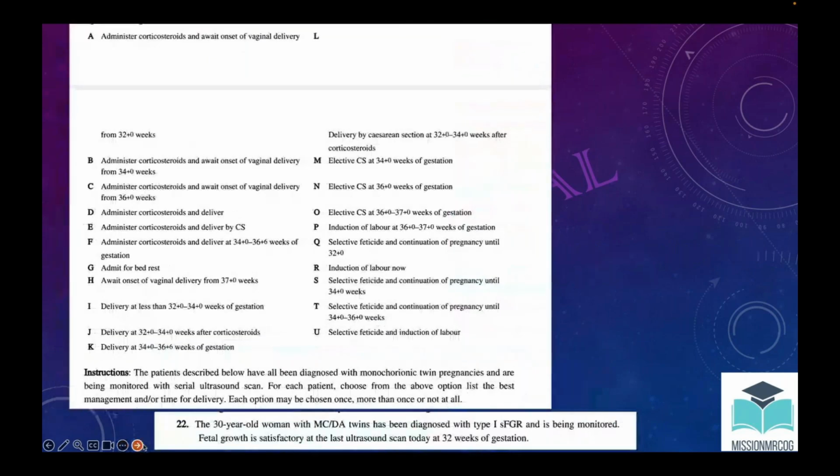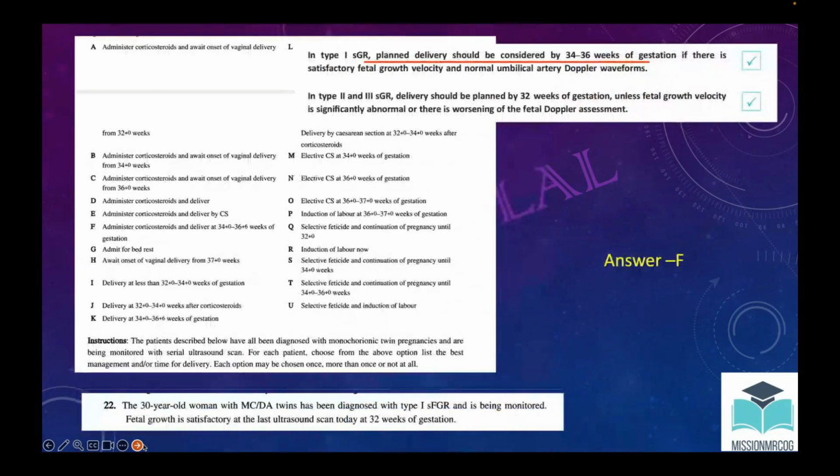So 30-year-old woman with MCDA twin, type 1 selective fetal growth restriction. Growth is fine. She has done scan by 32 weeks. When should she deliver? So type 1, when do you want to deliver type 1? Type 1 is 34 to 36 weeks.